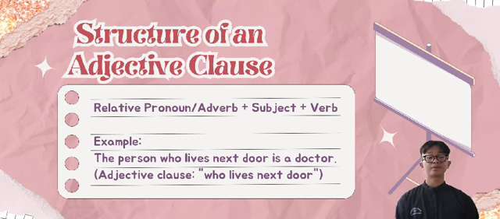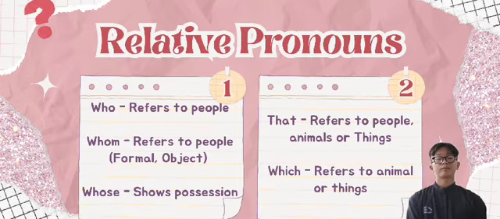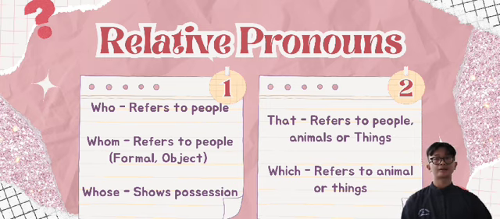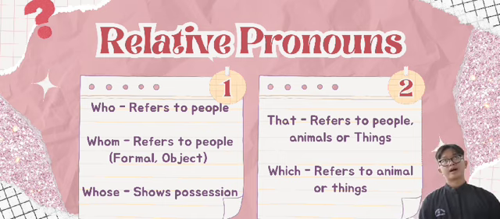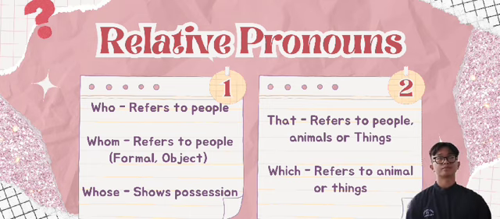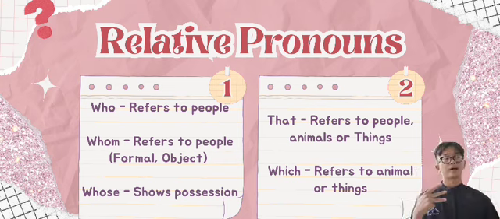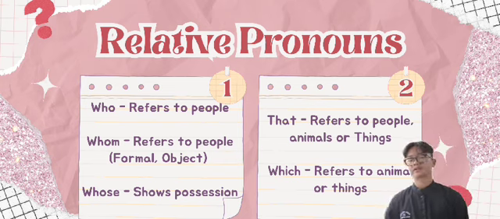Adjective clause is simple. And then I'm going to talk about the relative pronouns because, as I said before, the structure of an adjective clause consists of relative pronouns. So what are relative pronouns? There are 5 relative pronouns. The first one is who, whom, whose, that, and which. I'm just going to give an example.